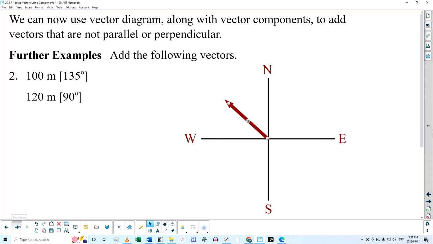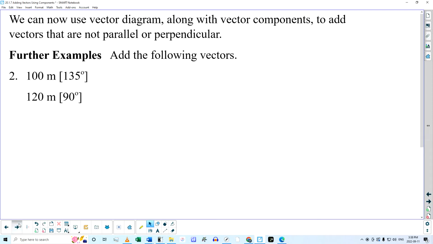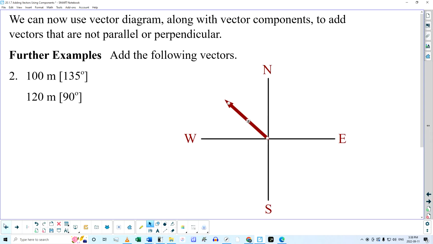And that allows us to draw these two vectors. So the 100 meters is 45 degrees north of west. If I go back and look at this diagram, this is 45 degrees in here, so I'm just saying it's 45 degrees north of west.